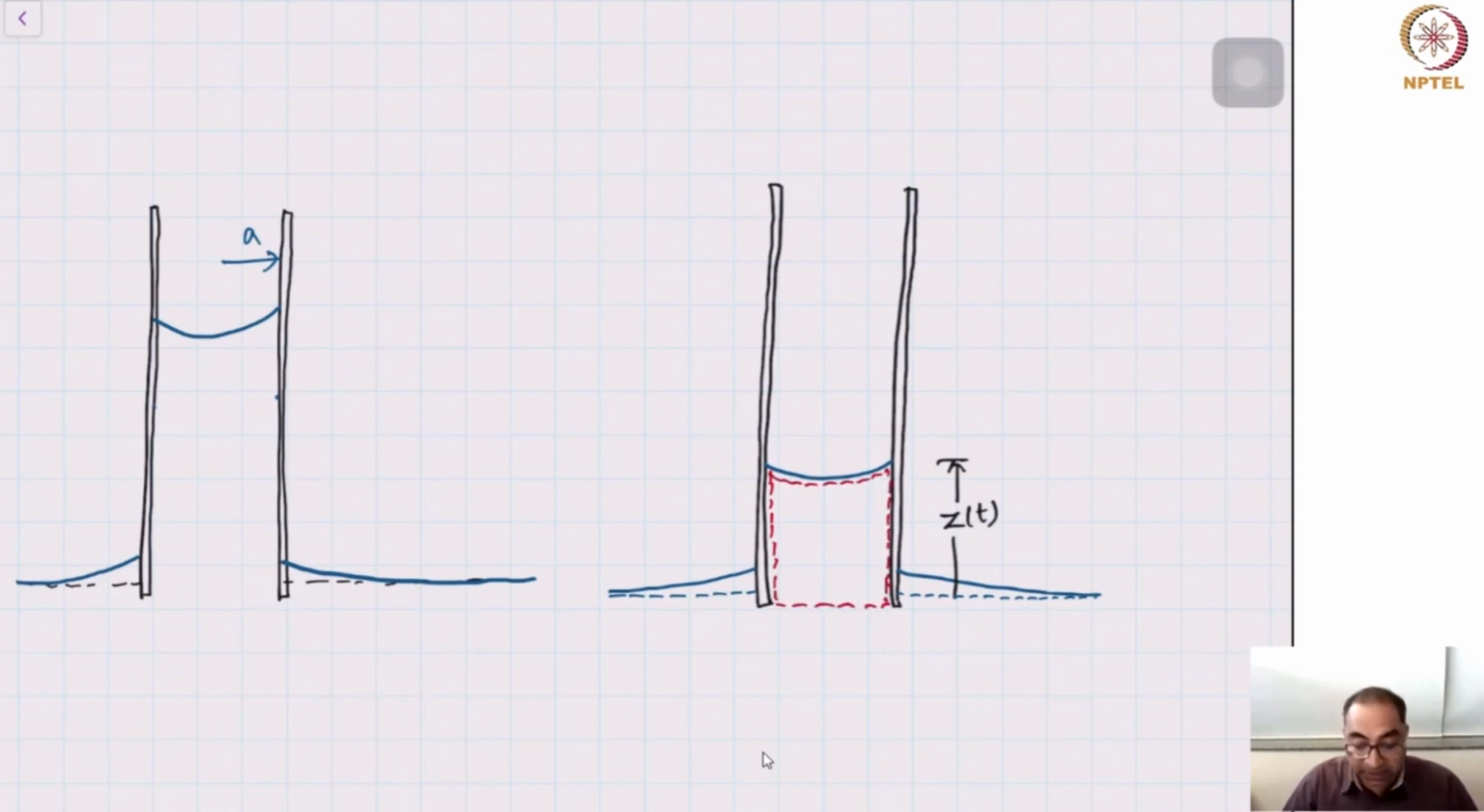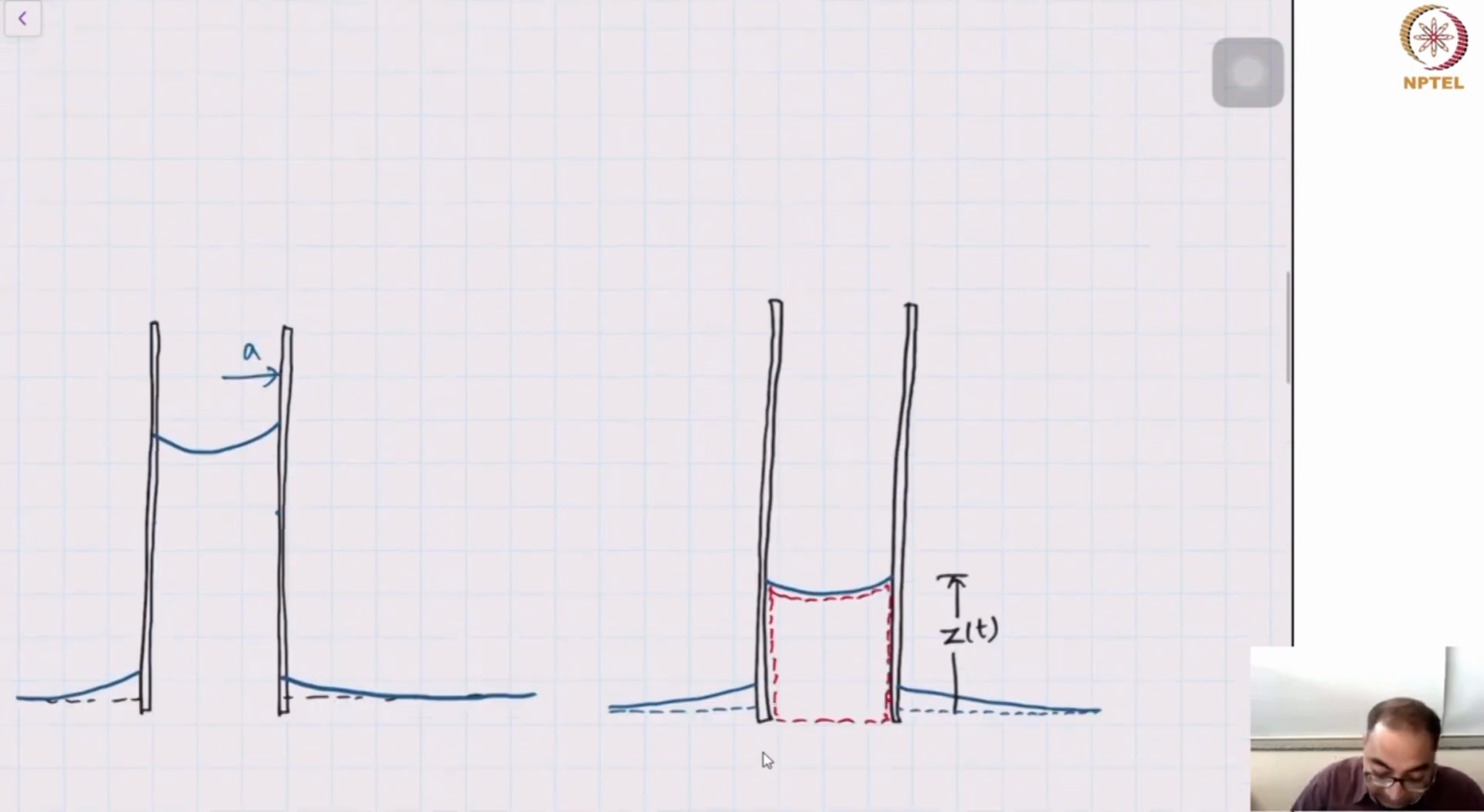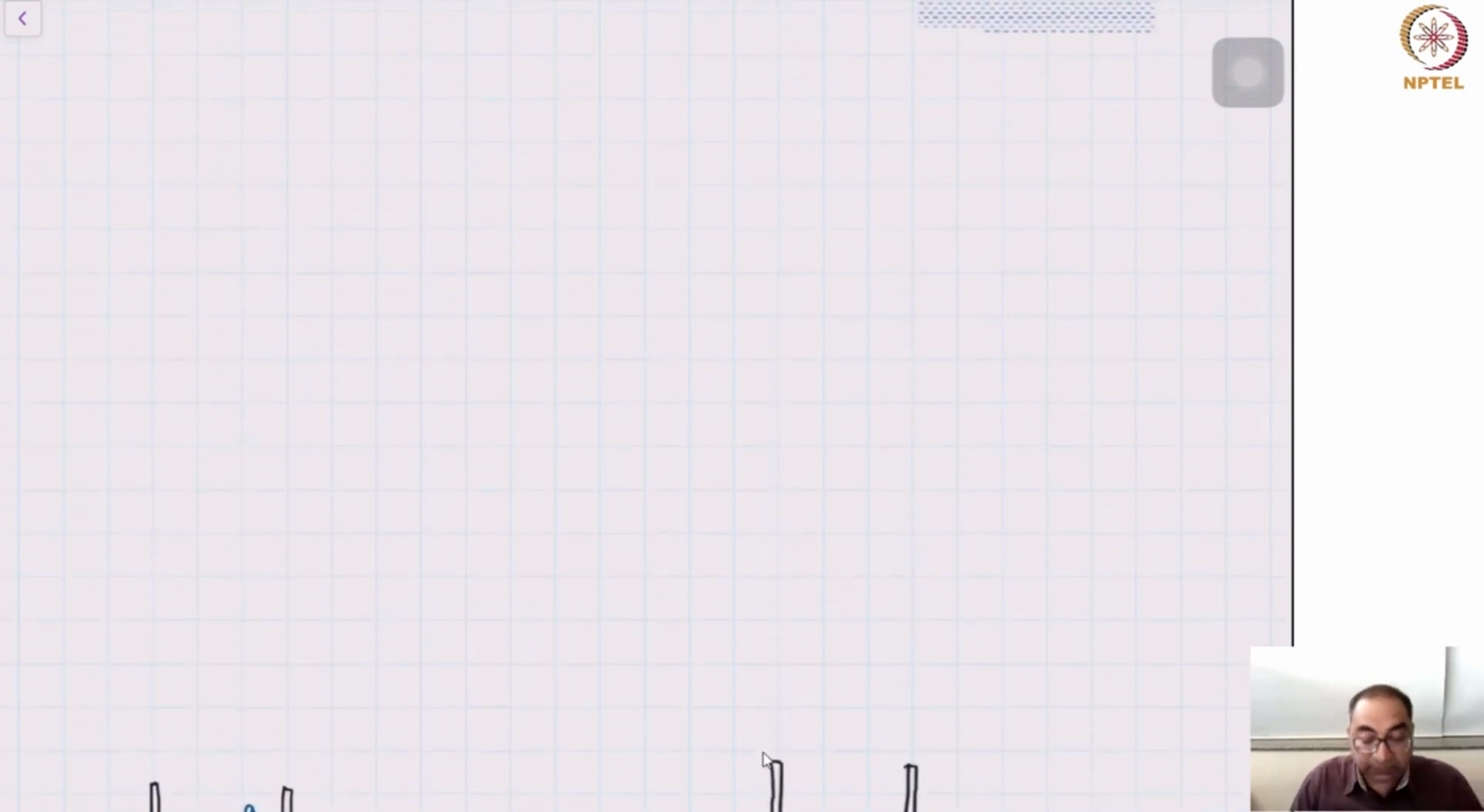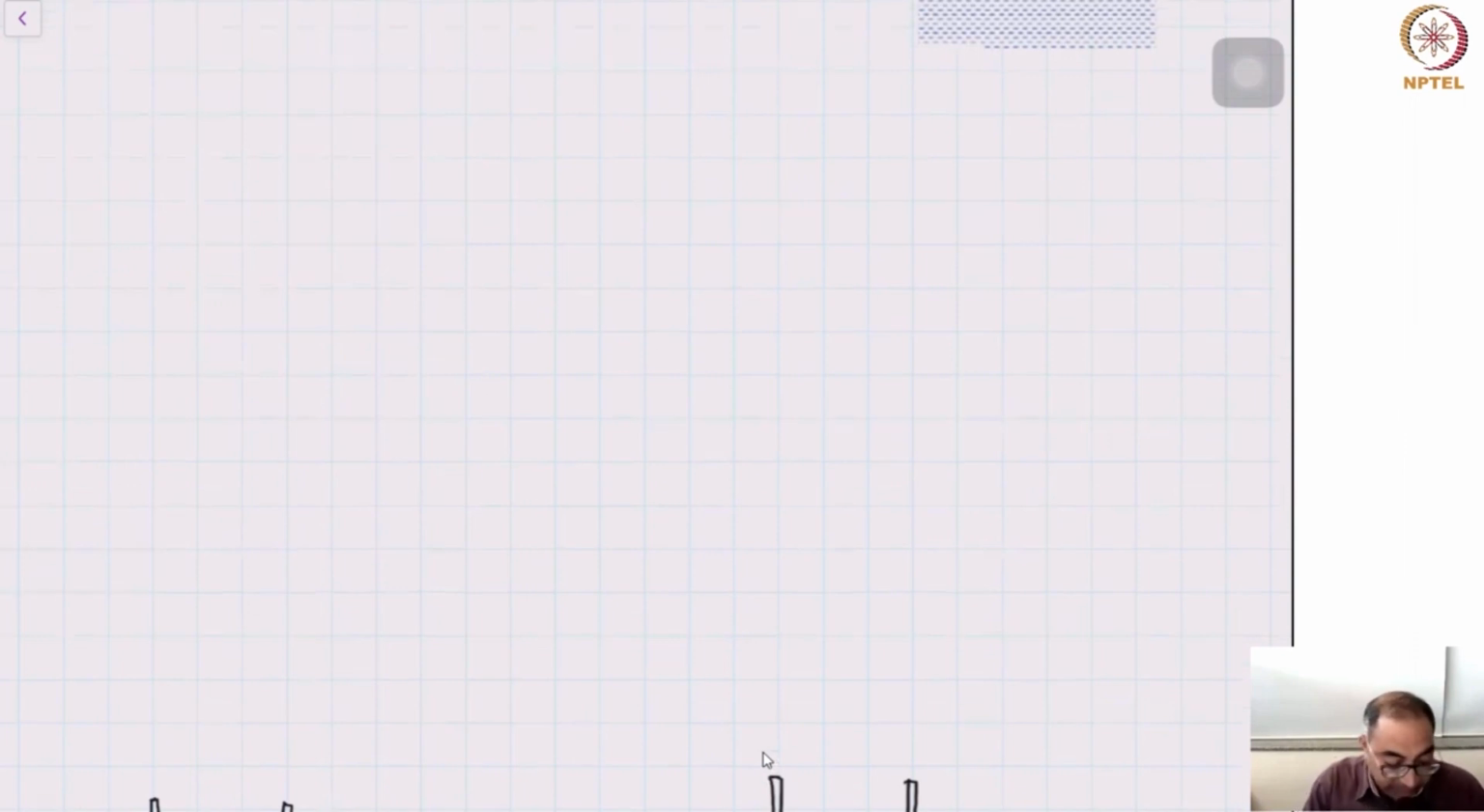I want to write down the force balance for this control volume. So let's write that down. The force balance involves the standard Newton's second law. We will use the conservation of momentum.